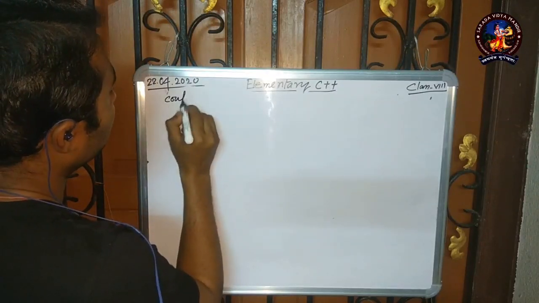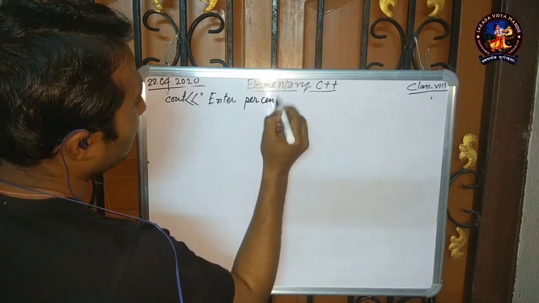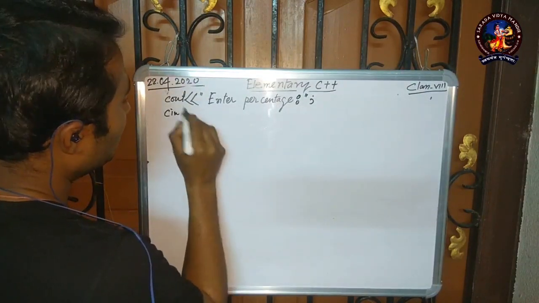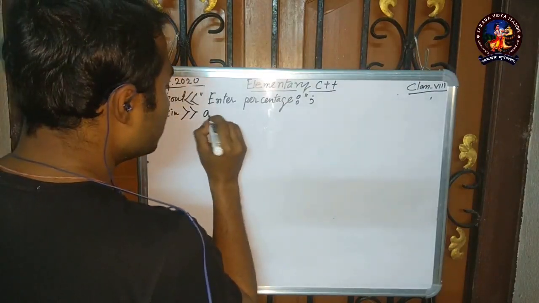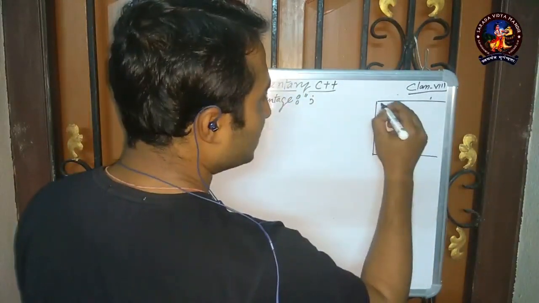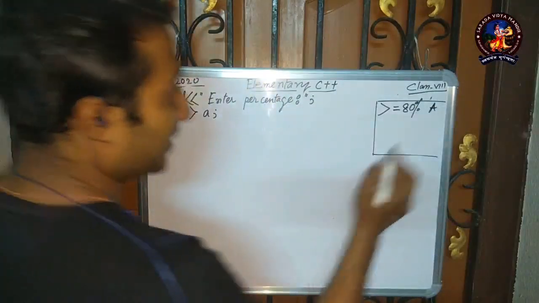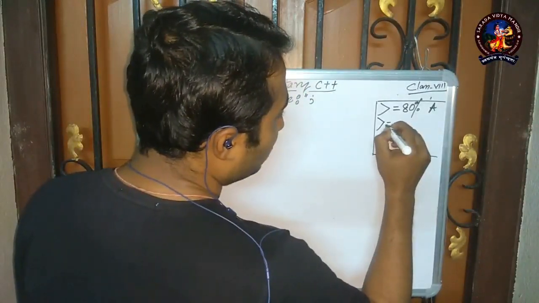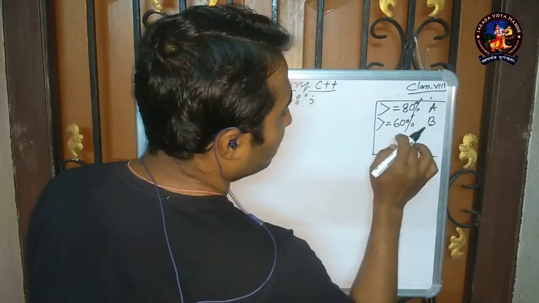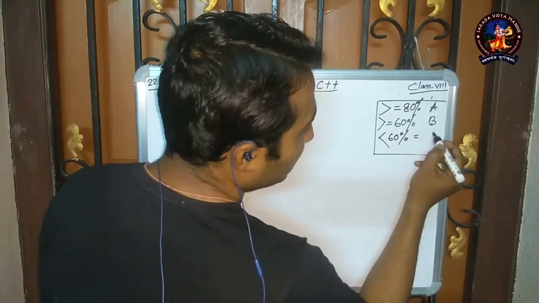Suppose cout "enter percentage", cin, we are taking this value inside a variable, suppose A. The condition for the gradation is given here: if the student is getting more than or equal to 80%, then we will get grade A. If it is more than or equal to 60%, then grade B. If it is not more than 60%, meaning less than 60%, then it is grade C.